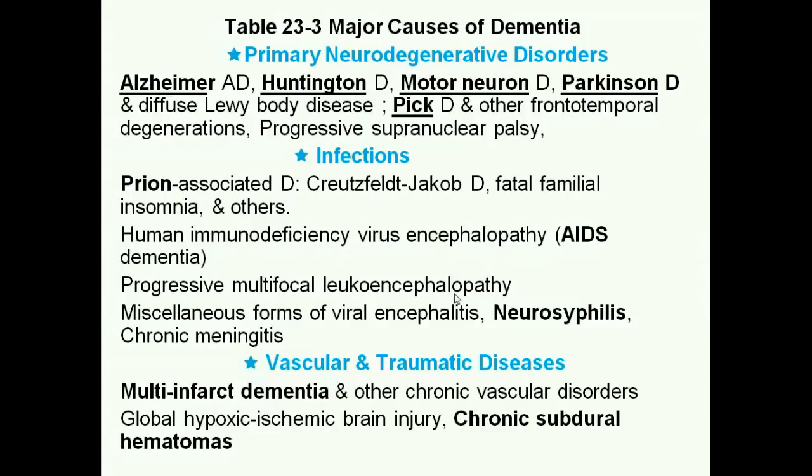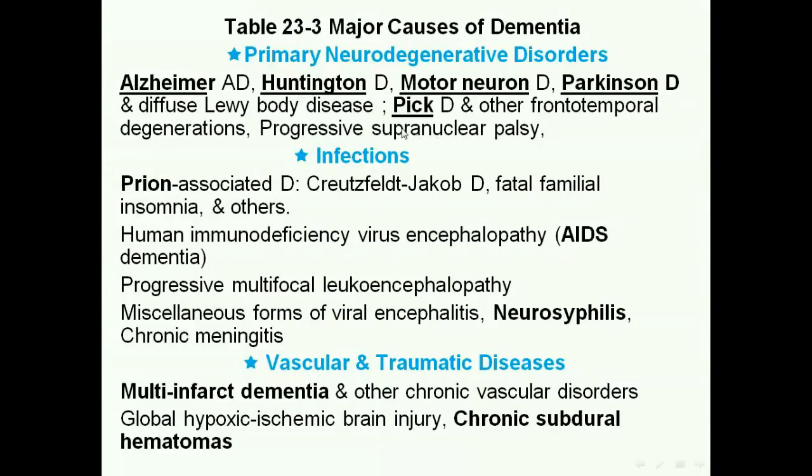Now, the major causes of dementia: we have the primary neurodegenerative disorders. That means the disease is in the neuron itself. There's a degeneration of the neuron itself, and these are the most high-yield diseases in this chapter. We're going to talk in this video only about Alzheimer's, but later on you're going to see Huntington's, motor neuron diseases, and Parkinson's disease.